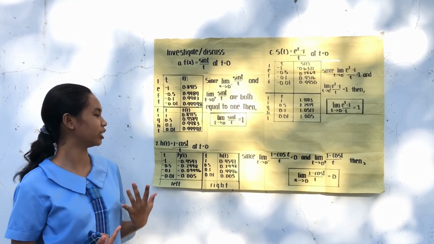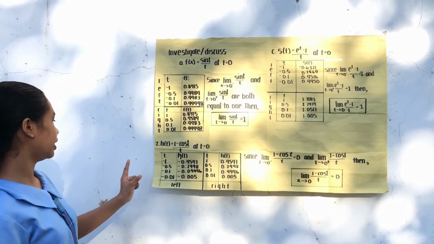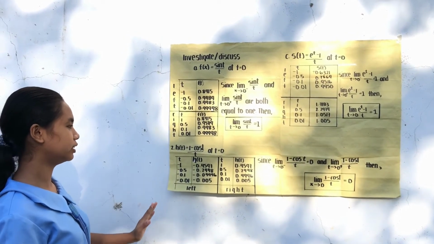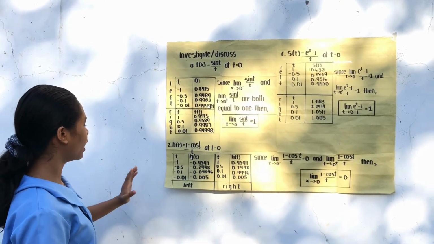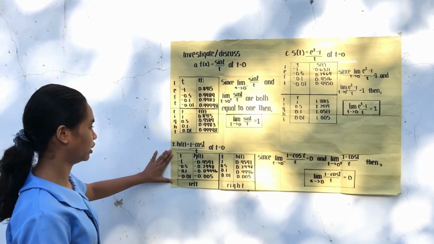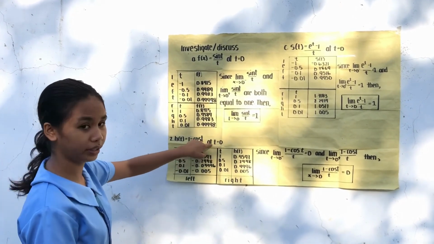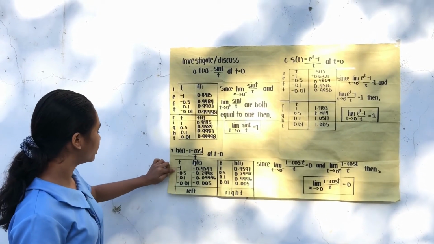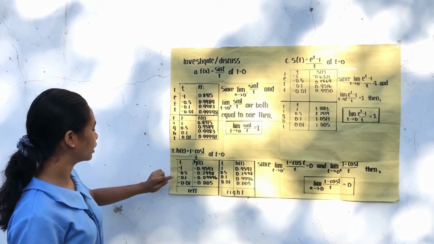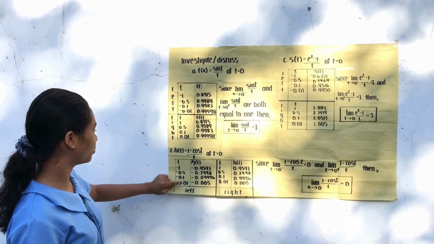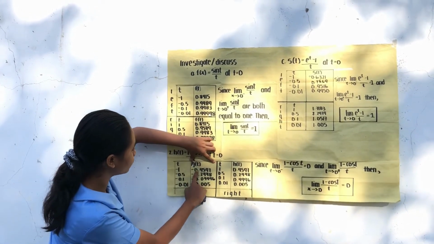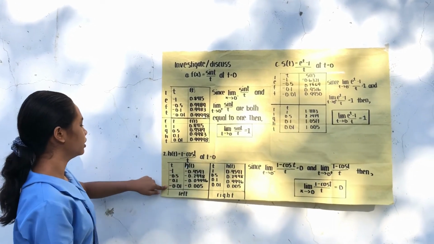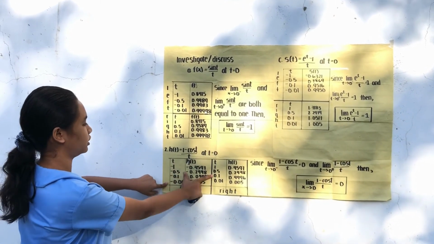So guys, here's another example. Number 2, h of t is equal to 1 minus cosine of t over t at t equals 0. So we have proposed or desired values to approach 0 for t. For any substituted number, negative 1, negative 0.5, negative 0.1, we get this value of h of t, as in this table.